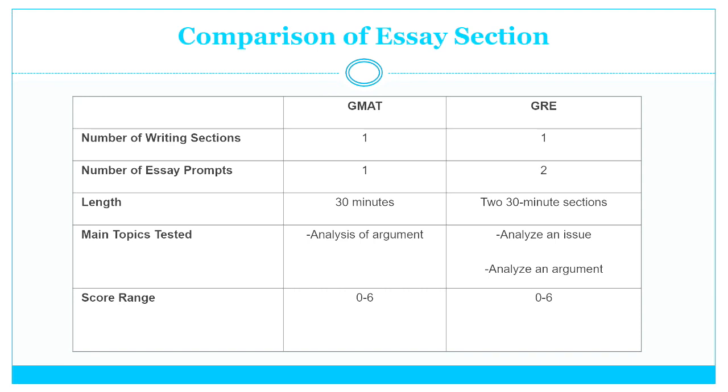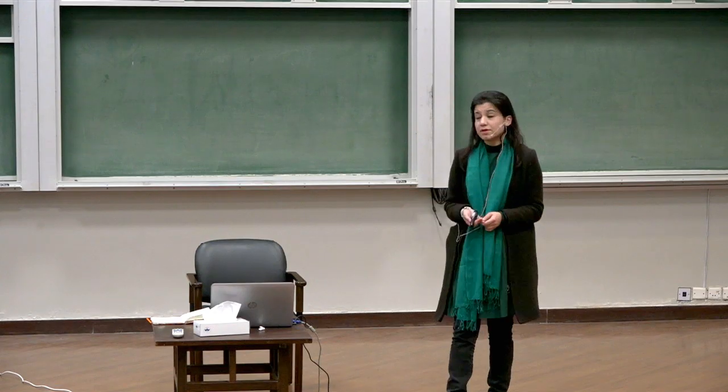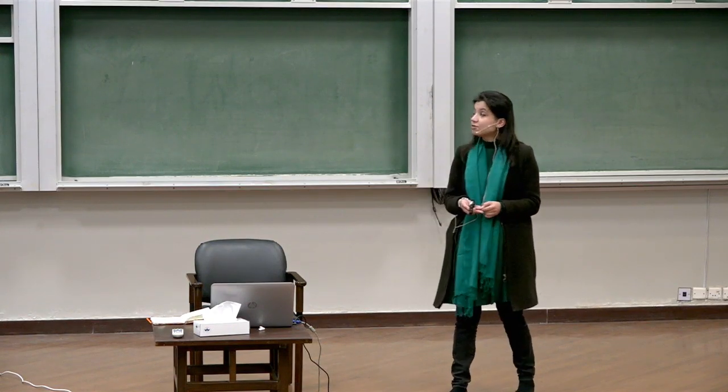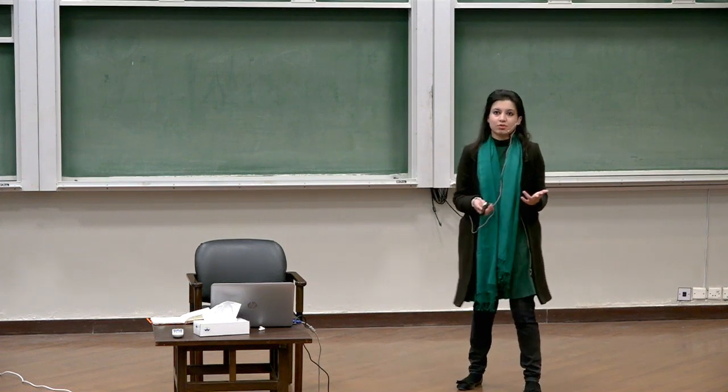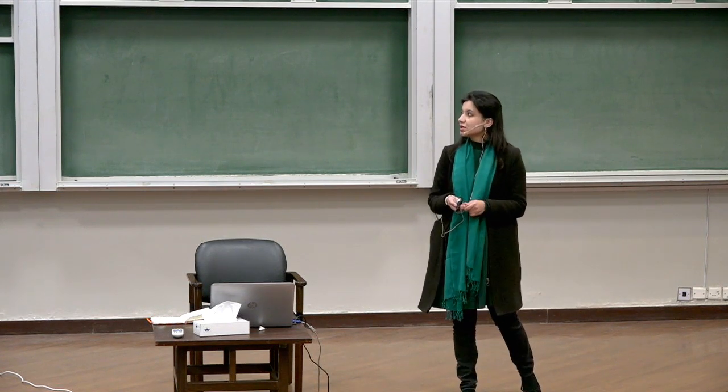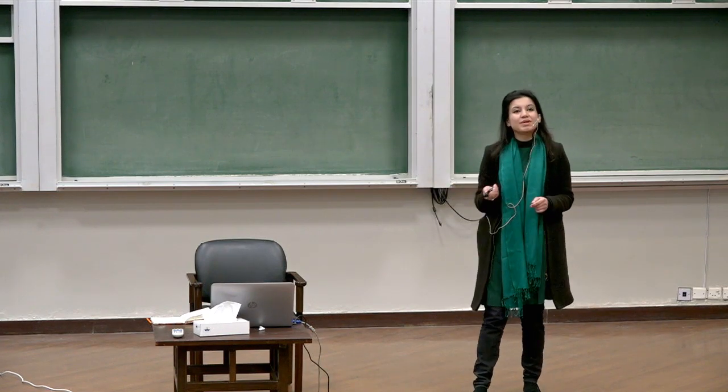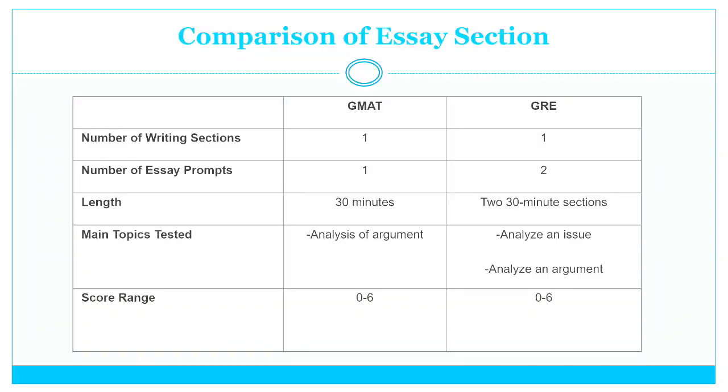Main topics for which you're tested: like I said, in GMAT, you just have to analyze an argument. However, in case of GRE, you have to analyze an argument as well as an issue. So GRE has two essays. Score range is 0 to 6 for both. Basically, your essay is graded twice, and then the average score is calculated, and your actual score is based on that. So let's move on to GMAT and GRE analytical writing.